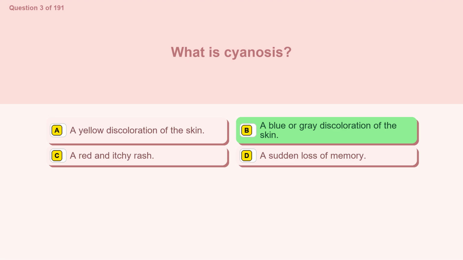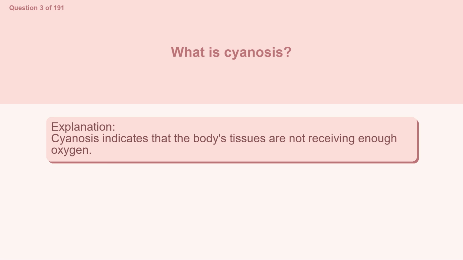The correct answer is option B. A blue or gray discoloration of the skin. Cyanosis indicates that the body's tissues are not receiving enough oxygen.